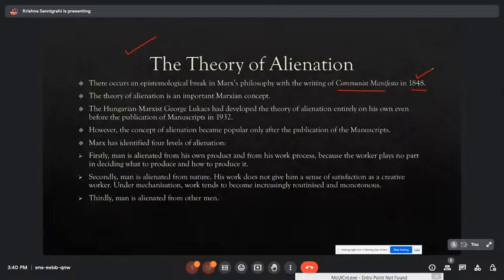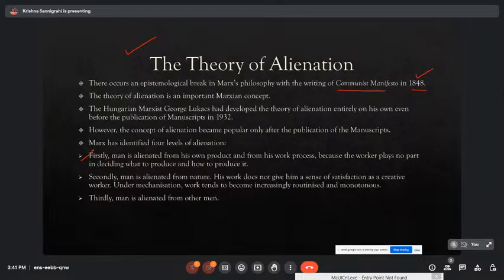The Hungarian Marxist George Lukács had developed the theory of alienation entirely on his own, or even before the publication of manuscripts in 1932. However, the concept of alienation became popular only after the publication of the manuscripts. And Marx has identified 4 levels of alienation. So, firstly, man is alienated from his own product and from his work process.